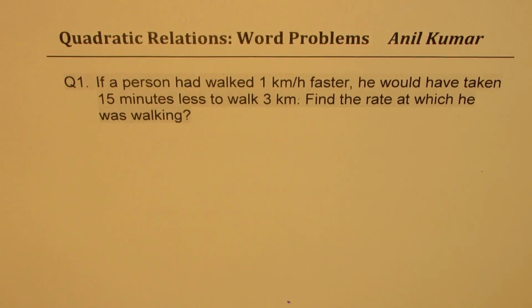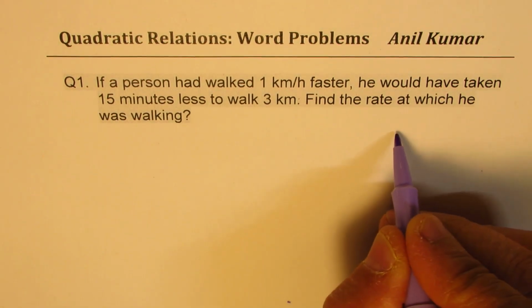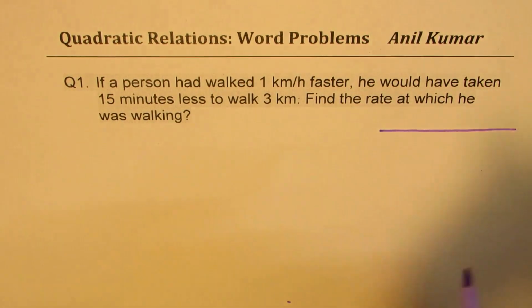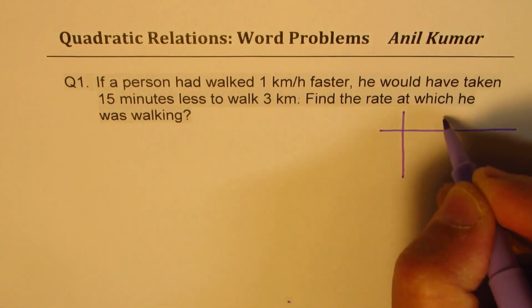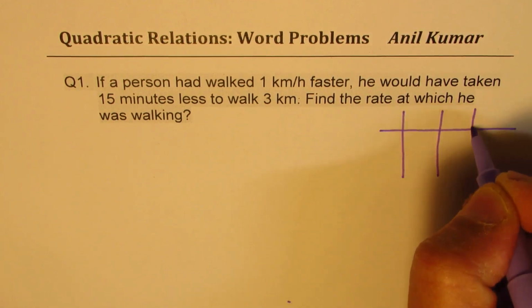Question 1. If a person had walked 1 kilometer per hour faster, he would have taken 15 minutes less to walk 3 kilometers. Find the rate at which he was walking. So this is a distance, speed, time question, right? A very common question which can always be seen in any test paper.